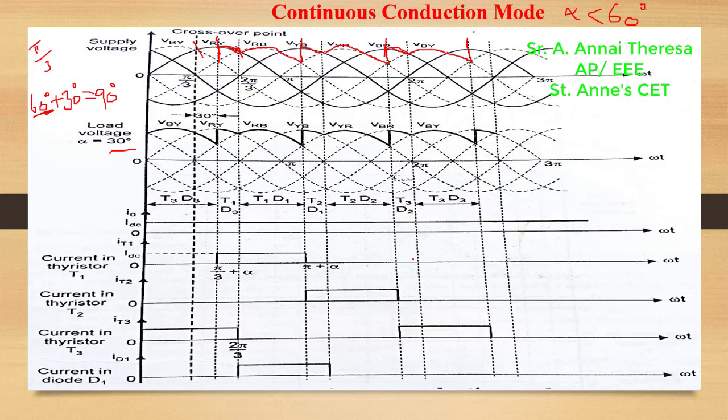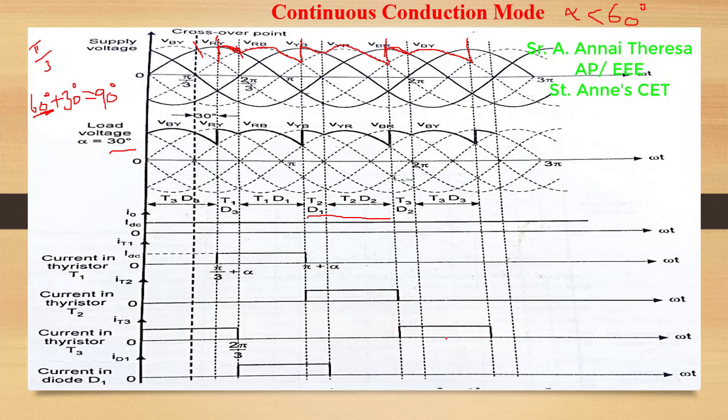Then again T1 will come here also. After this, T1 will conduct, so there also you can draw. Then the current through thyristor T2 works from here to here. For this duration the current is flowing through T2. Then the current through T3: this duration is for T3, and again here there is conduction of T3.